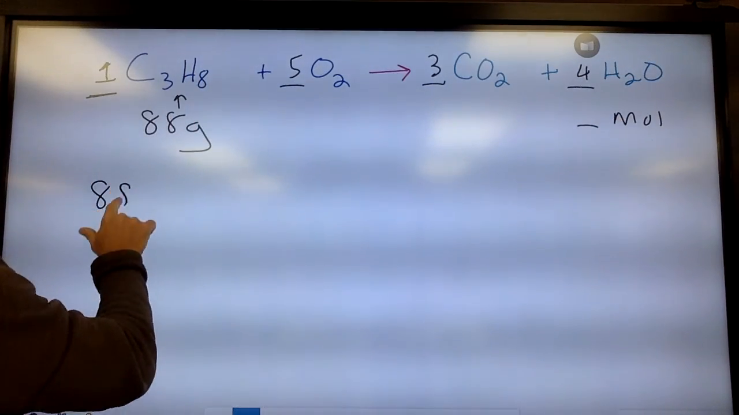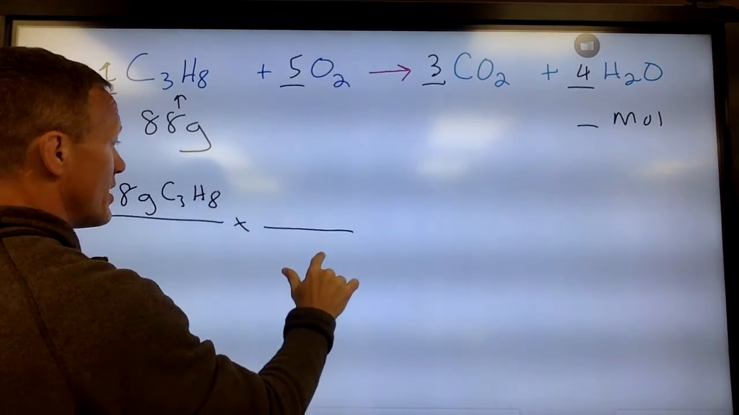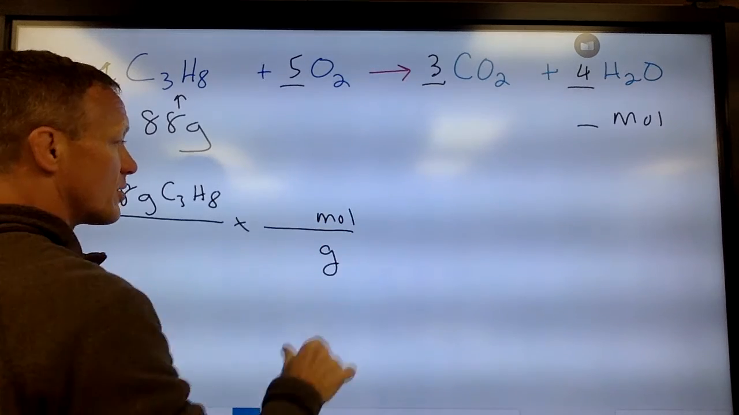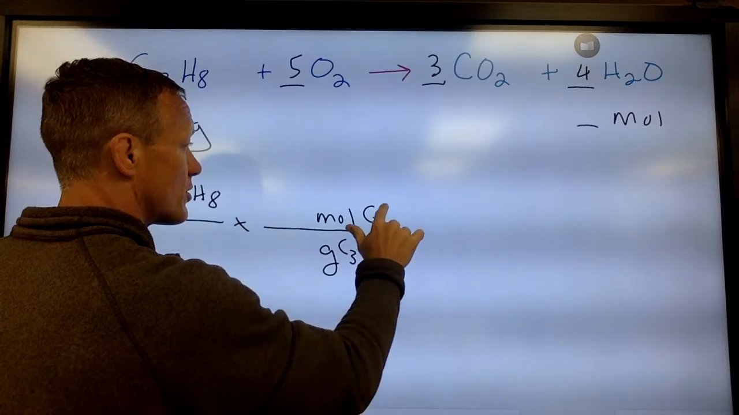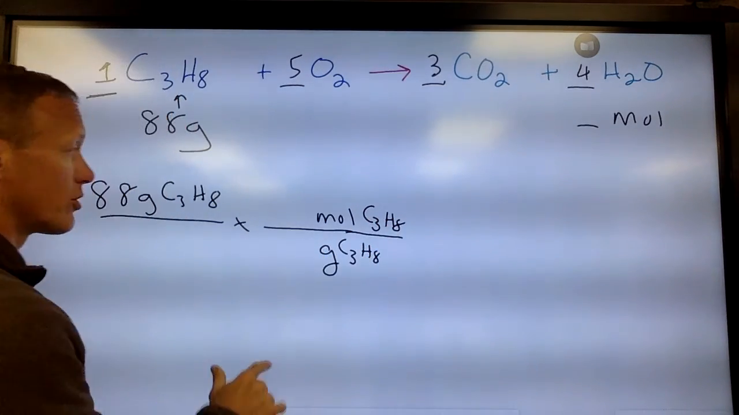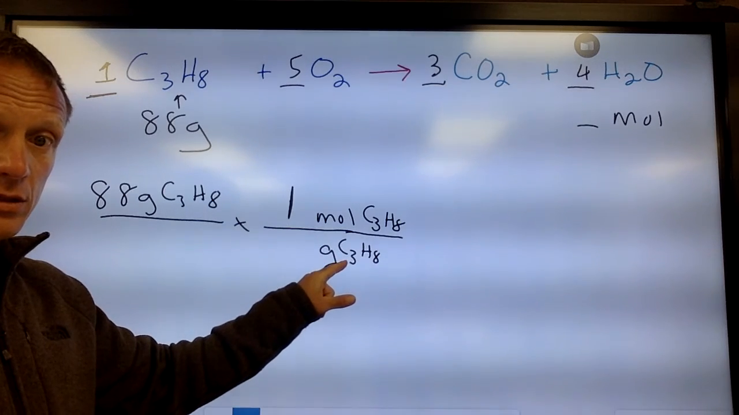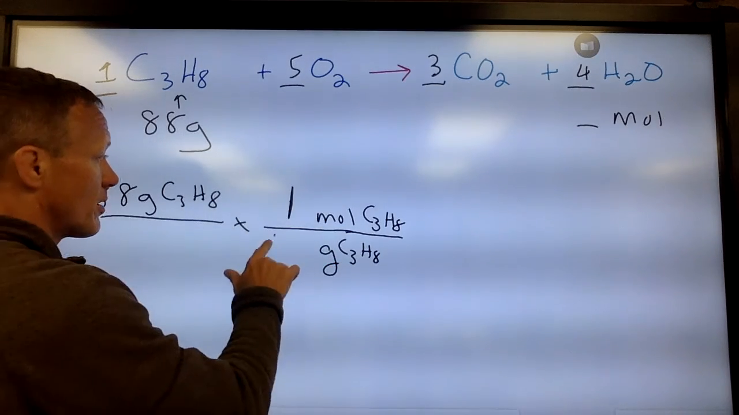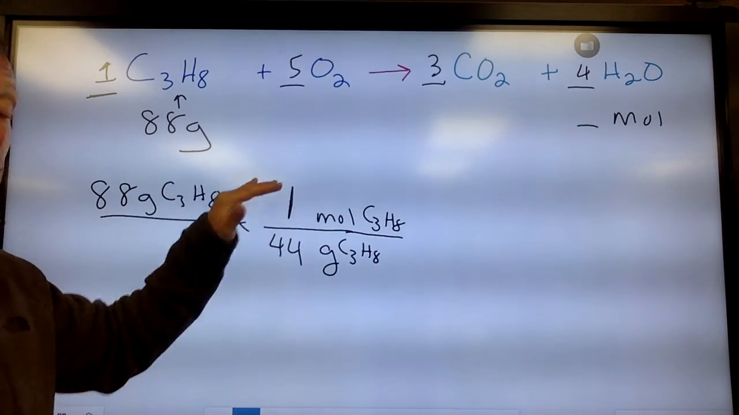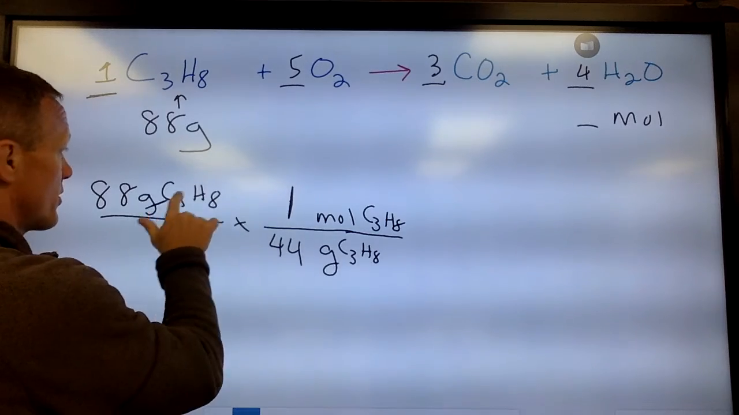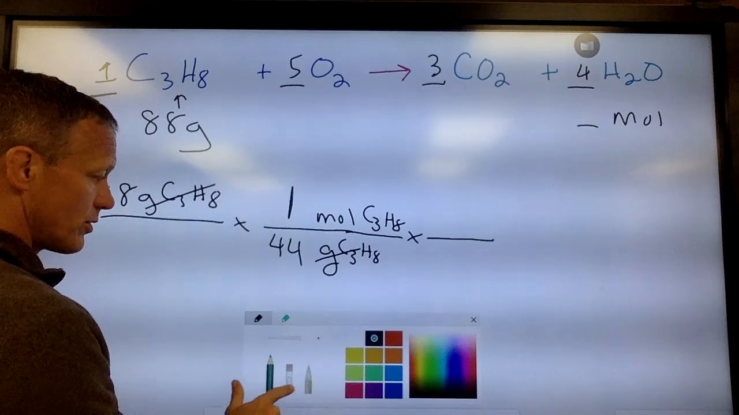So if we start with grams, we got to get to moles first. So we need to get grams of propane into moles of propane. So we just look at the periodic table and go, what does 1 mole of propane weigh? We add up 3 carbons. 12 times 3 is 36, plus that, 44 grams is a mole of propane. So if we take 88 divided by 44, that would tell us how many moles we have of propane. This cancels with this.